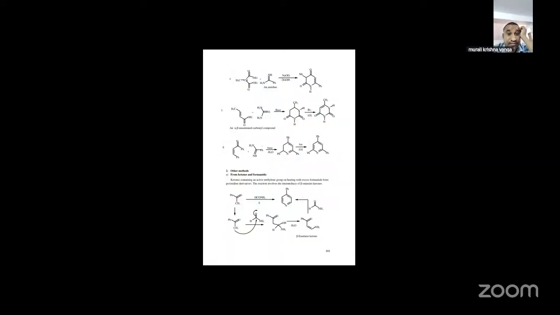Malic acid, when reacting with concentrated H2SO4, gives a beta-keto acid. Reacting with urea then gives pyrimidines. Malonic ester reacts with urea to give barbituric acid as a product. Alpha-beta unsaturated carbonyl compounds reacting with urea give pyrimidine as the product.